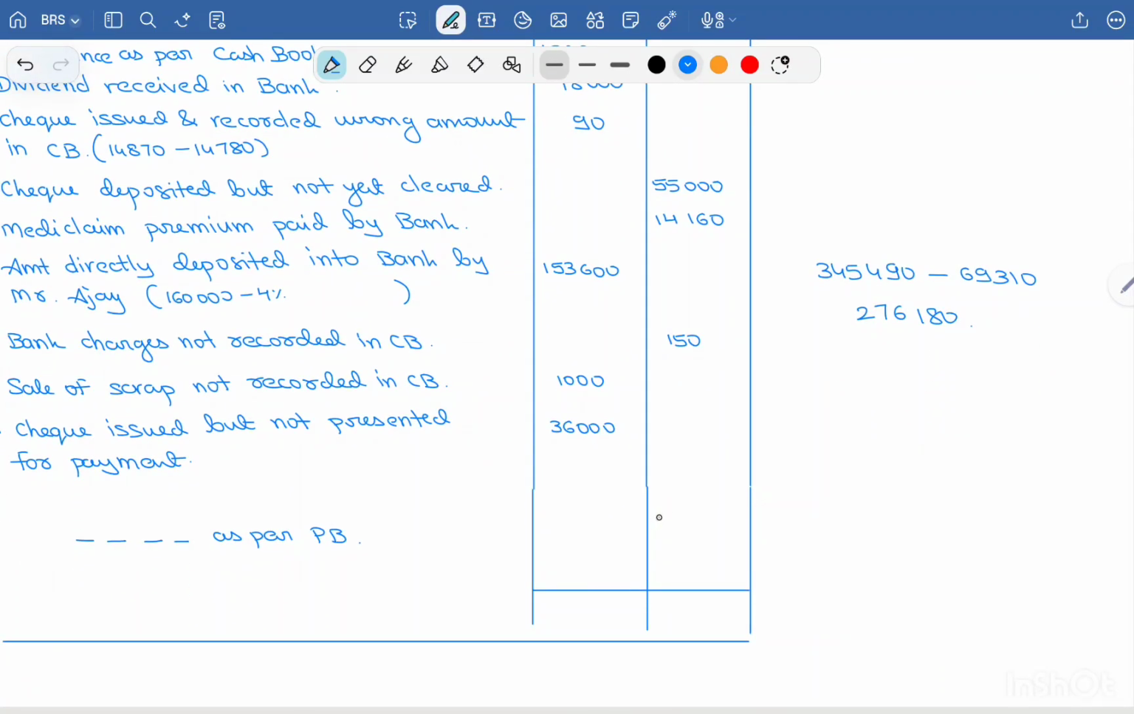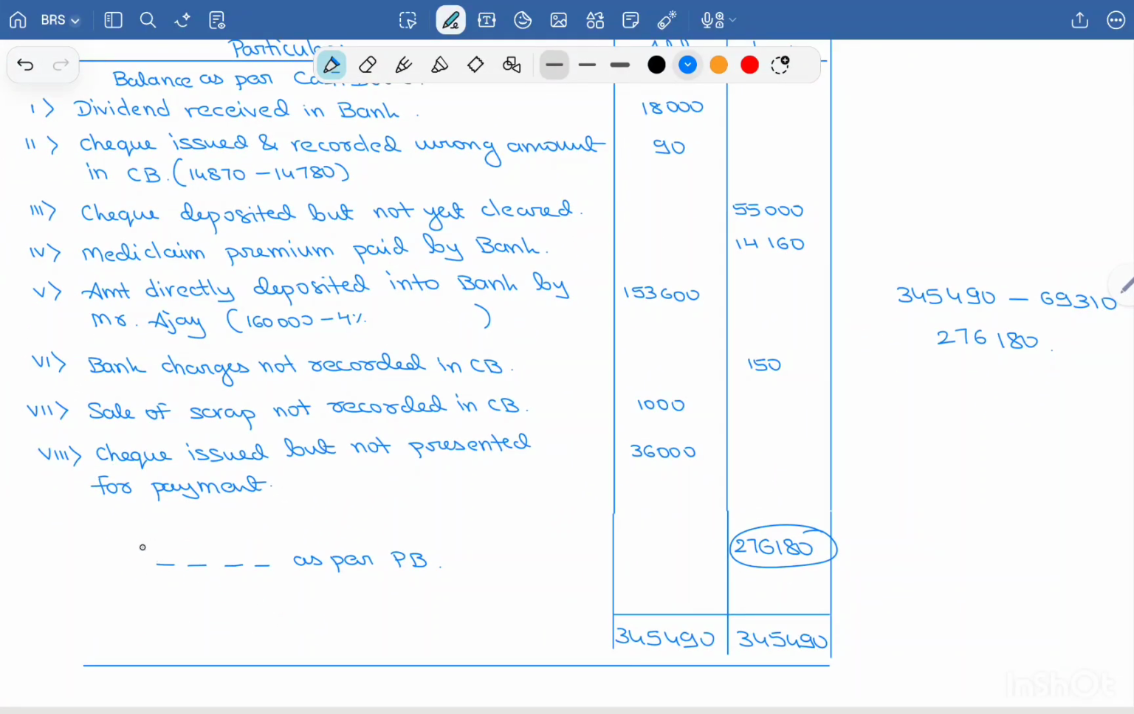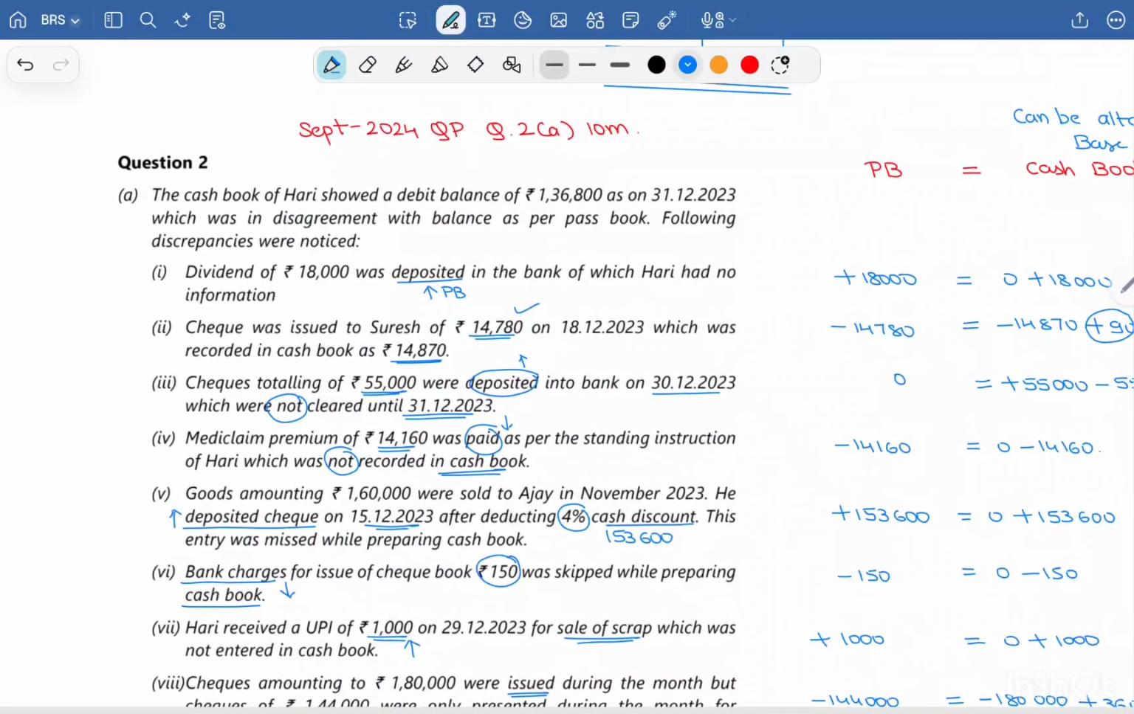So add column is heavier. So I have to write it in the less column, 276,180. So here 345,490 and here also 345,490. So add column is heavier. That is why it is cash balance, cash at bank as per passbook. It is not the bank overdraft. So this is the answer for your question of September 2024.